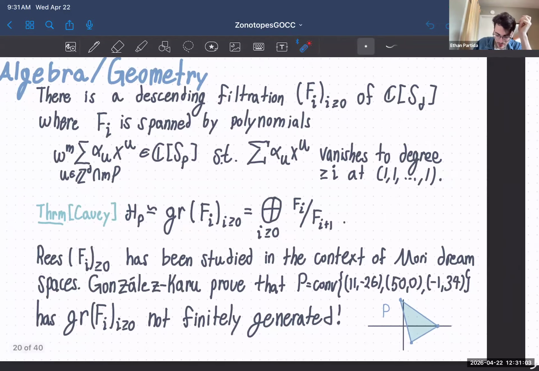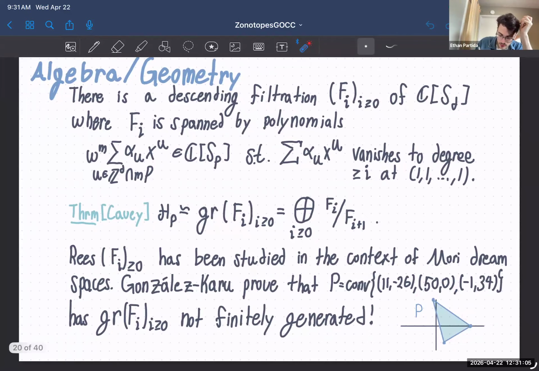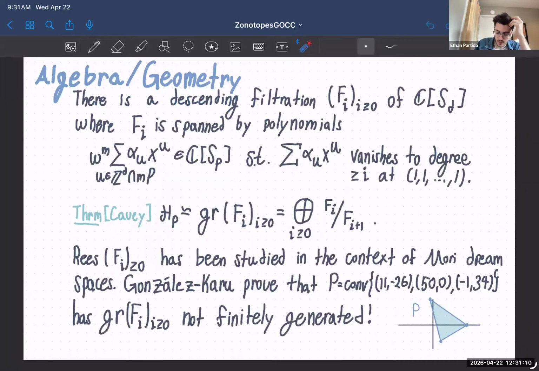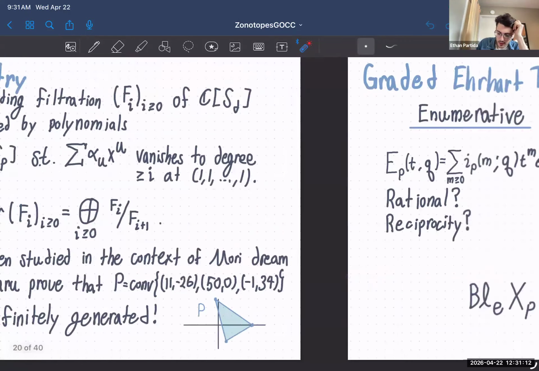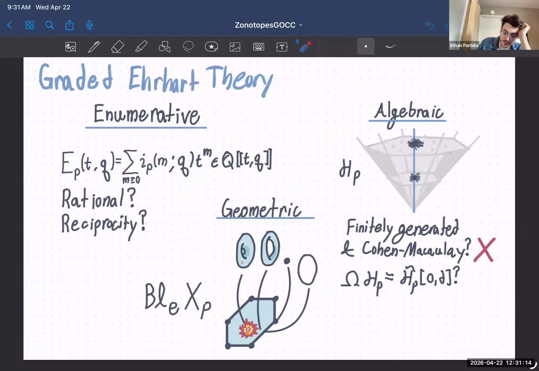Okay. And so this example kills the finite generation of the harmonic algebra. But it doesn't necessarily kill these enumerative conjectures. This is a summary of the state of the art of the general picture of graded Ehrhart theory. We still have these algebraic gadgets, but they won't be finitely generated in general. There's a geometric interpretation, but we don't exactly know what to use that for. And we still have these open conjectures on the enumeratives.